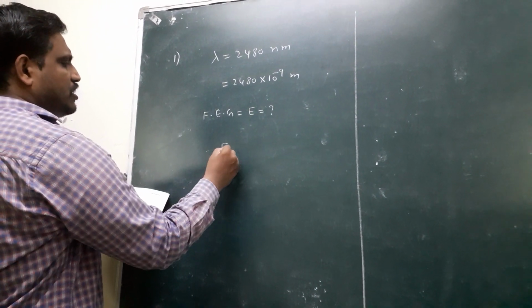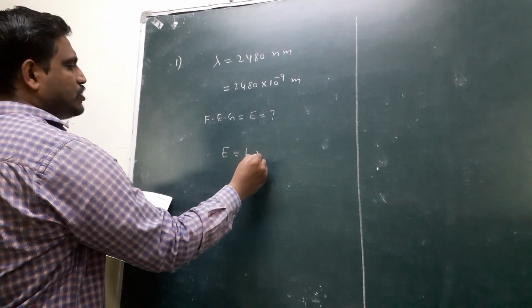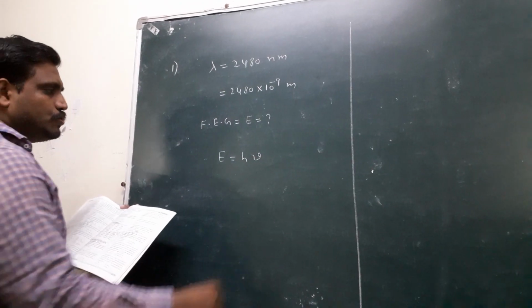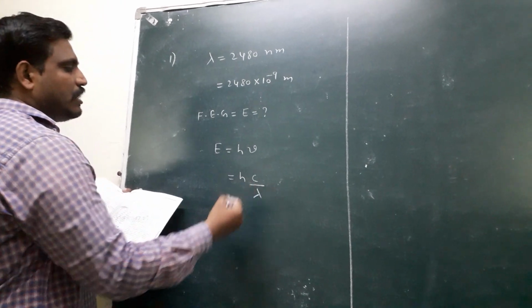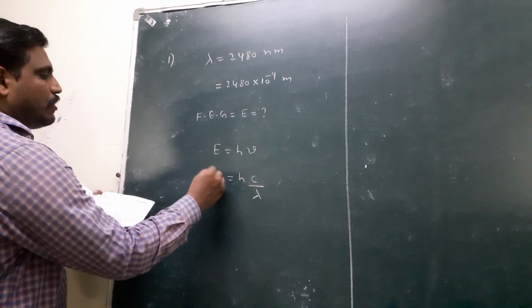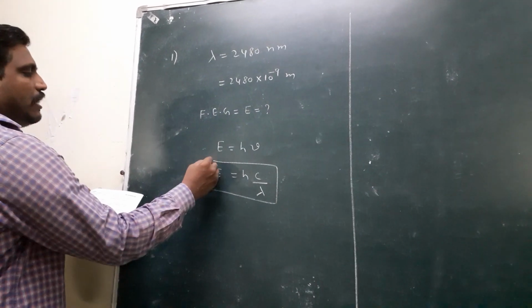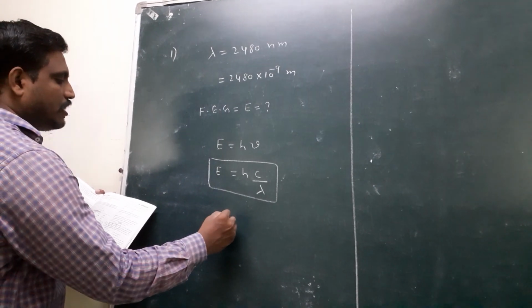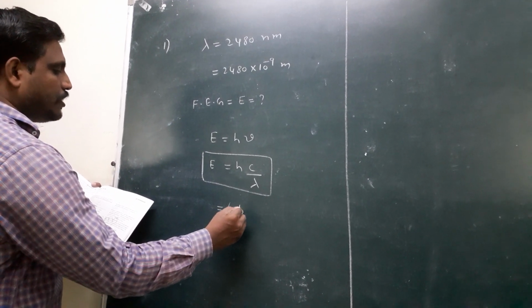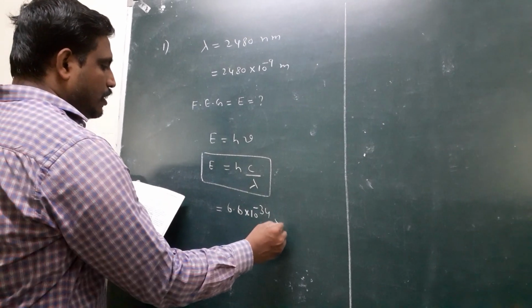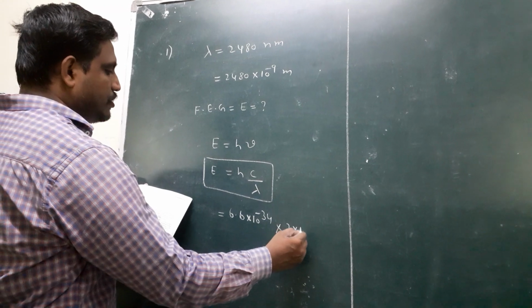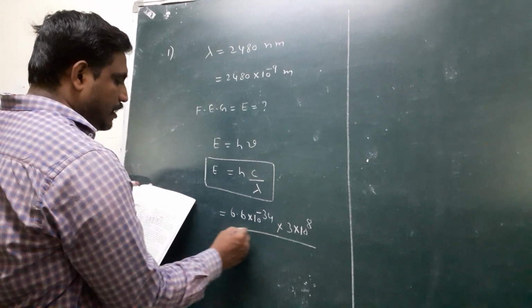In chemistry, according to Bohr's postulate, the energy formula is E = h nu. Nu is nothing but c by lambda in chemistry. What is the formula for E? E = hc by lambda. Okay. What is the h value? 6.6 into 10 power minus 34. Here, the velocity of light is 3 into 10 power 8.